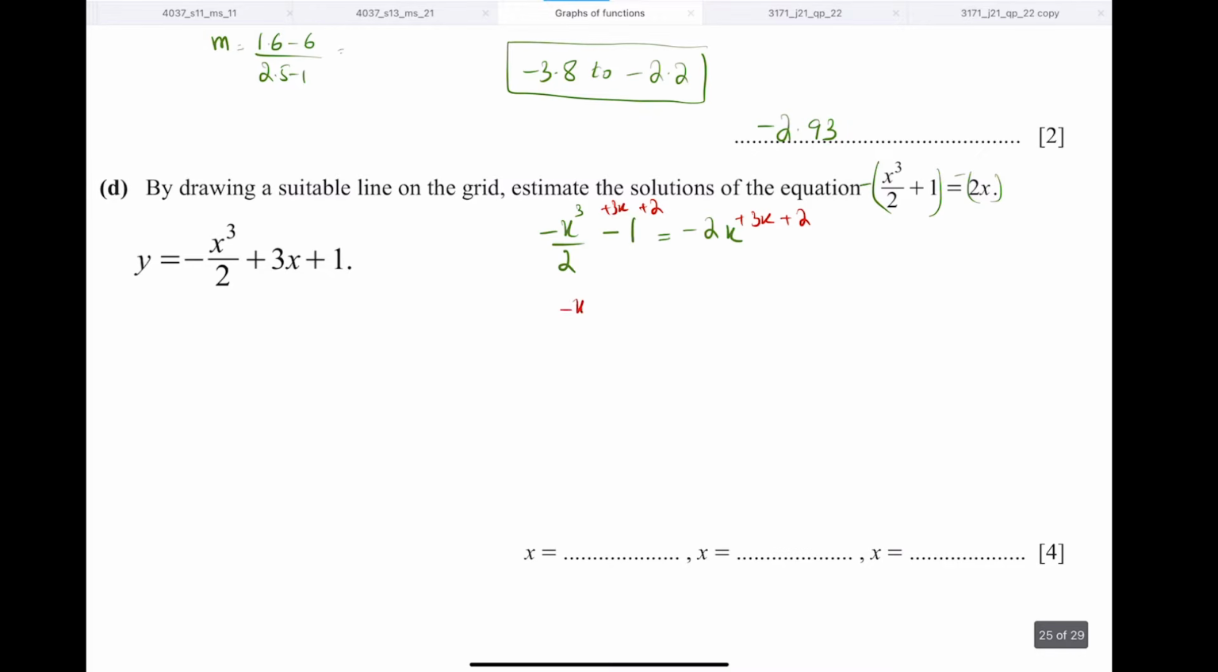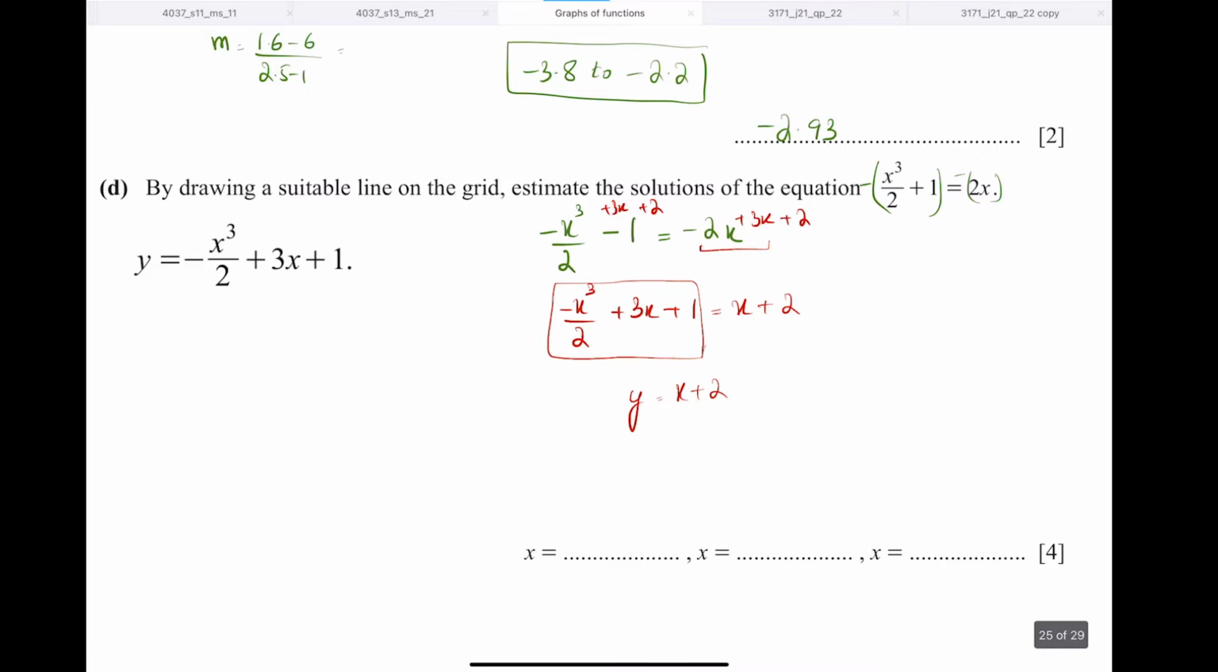When I do all of this, the left hand side becomes exactly what we want it to be equal to, that is the equation of the curve: minus x cube upon 2 plus 3x plus 1. And the right hand side, minus 2x plus 3x equals positive x plus 2. So what can I replace this with? This we can conveniently replace with y. So y equals x plus 2.